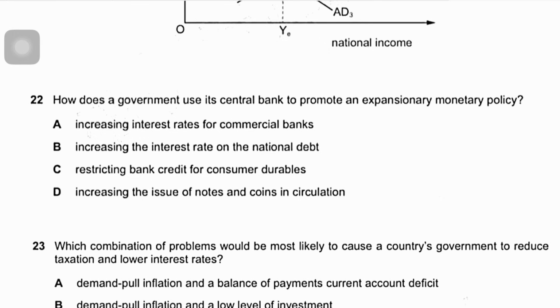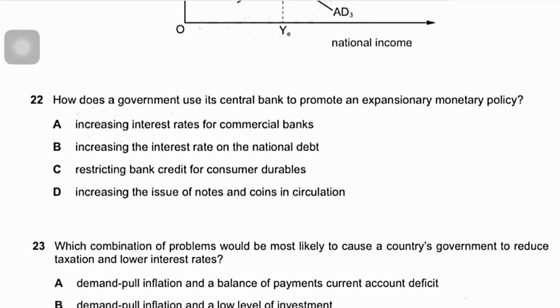Now, if you look at option B, it says increasing the interest rate on national debt. Increasing the interest rate on national debt would also generally tighten monetary conditions, as it would increase the cost of servicing the debt, right? And this would not at all promote an expansionary monetary policy. That makes this the incorrect option as well.